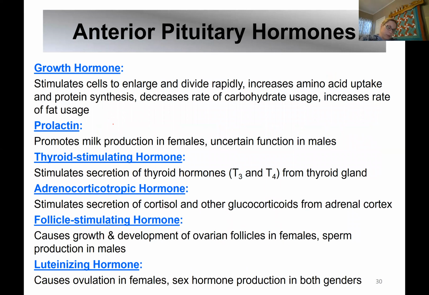Okay, so here are some examples of these hormones. These are all produced by the anterior pituitary. Growth hormone is going to stimulate cells to grow rapidly. So as infants are growing, that's going to increase. Prolactin is going to stimulate milk production. Thyroid stimulating hormone is going to tell the thyroid to produce T3 and T4. Adrenocorticotropic hormone is going to release cortisol. Follicle stimulating hormone, or FSH, is going to tell ovarian follicles, or the eggs or sperm in men, to mature or be produced. And then luteinizing hormone is involved with ovulation.